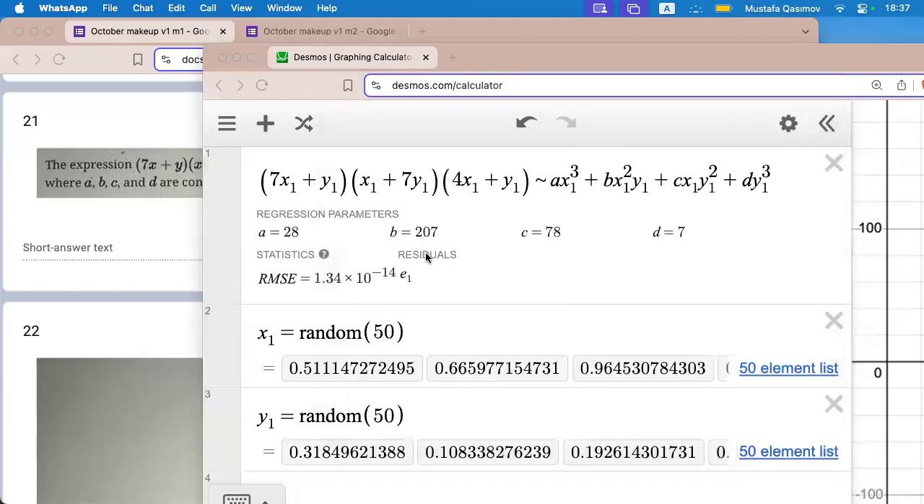Okay, but also let's look at how to solve it without Desmos. I hope everyone understands here. We have to just write x1 and y1 instead of variables x and y, because they are changing.